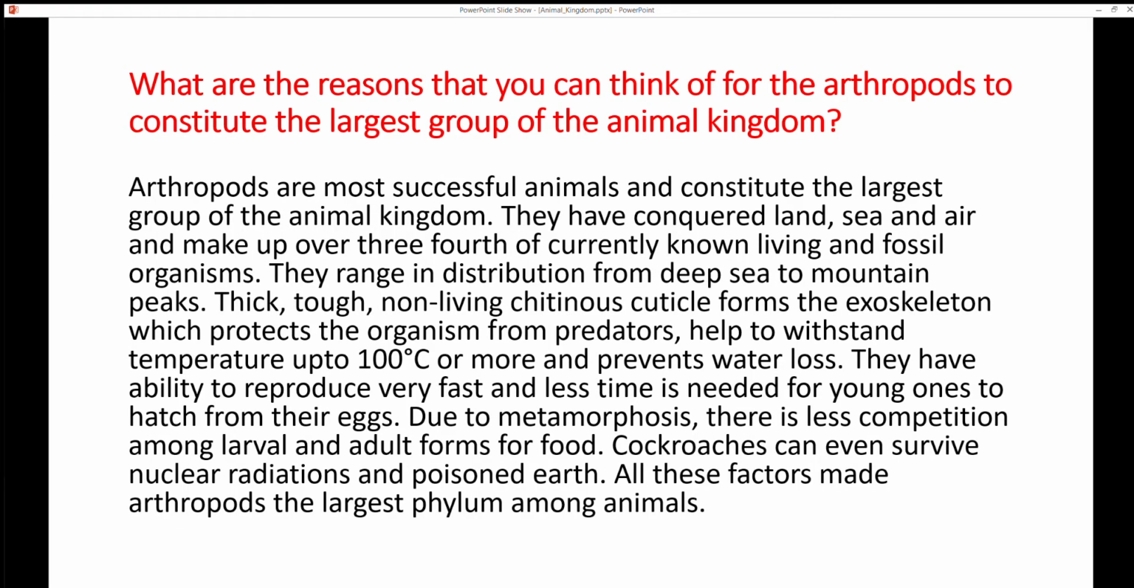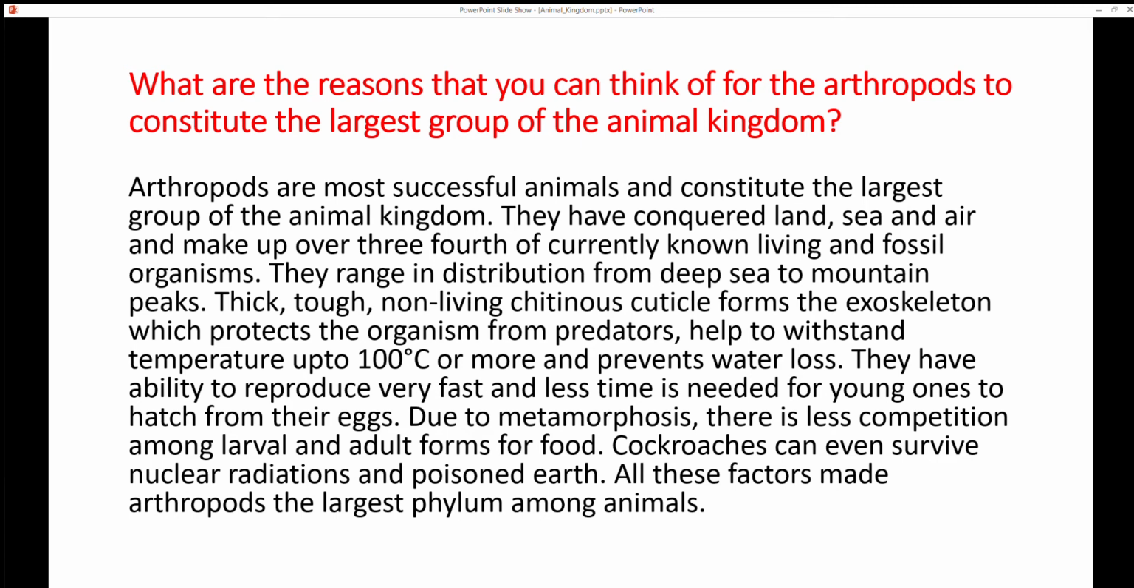What are the reasons that you can think for the arthropods to constitute the largest group of the animal kingdom? Arthropods are the most successful animals and constitute the largest group of the animal kingdom. They have conquered land, sea and air and make up over three-fourths of currently known living and fossil organisms. They range in distribution from deep sea to mountain peaks.